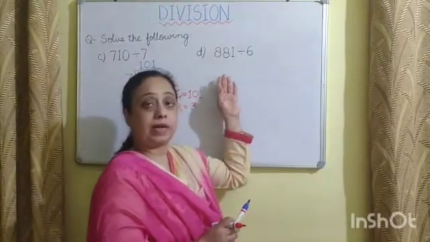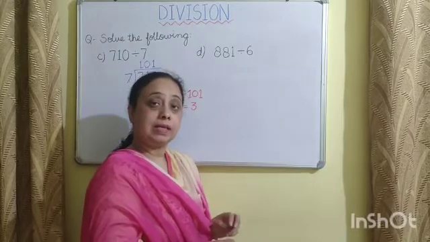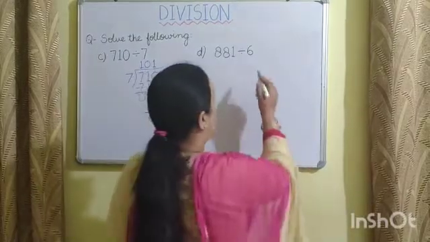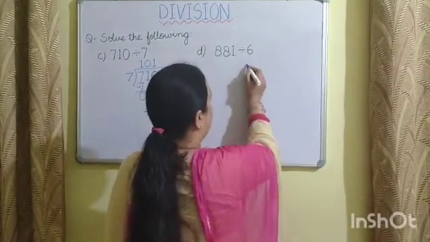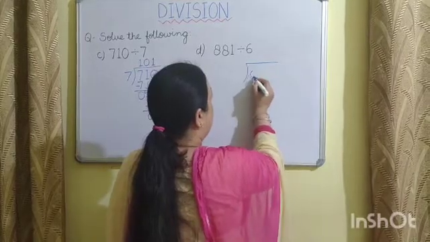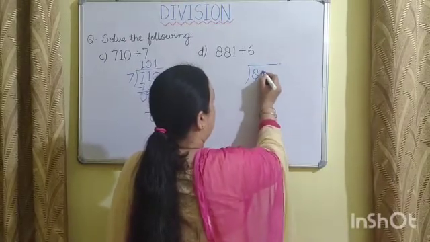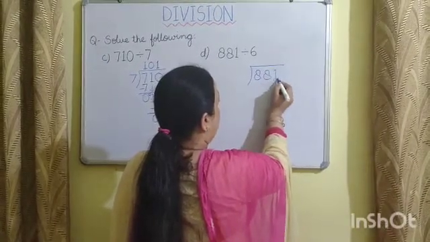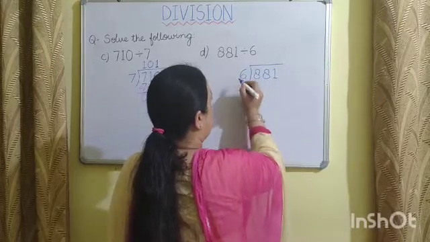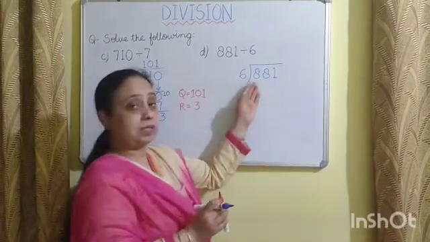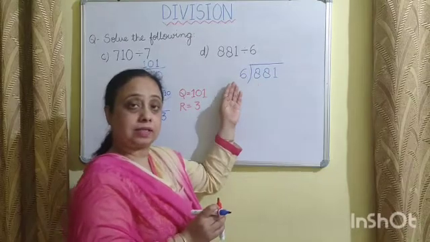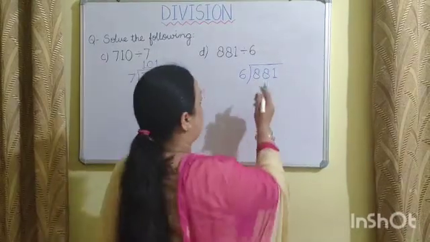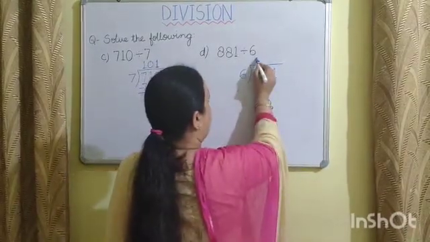Next, we have to divide 881 by 6. Again, we are going to draw the sign of division. Write the dividend here. And the divisor we are going to write here. Our first digit, that is 8, is greater than 6. So, we'll take the first digit 8 and start dividing.